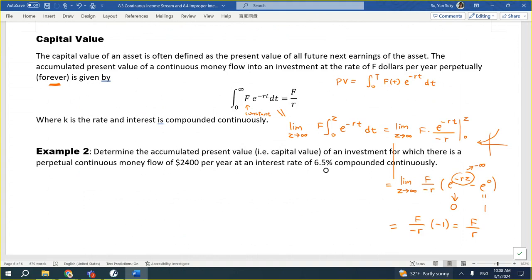Everybody clear how we get this number? You don't have to memorize this number. You can just integrate, then you get that. Okay, example 2.